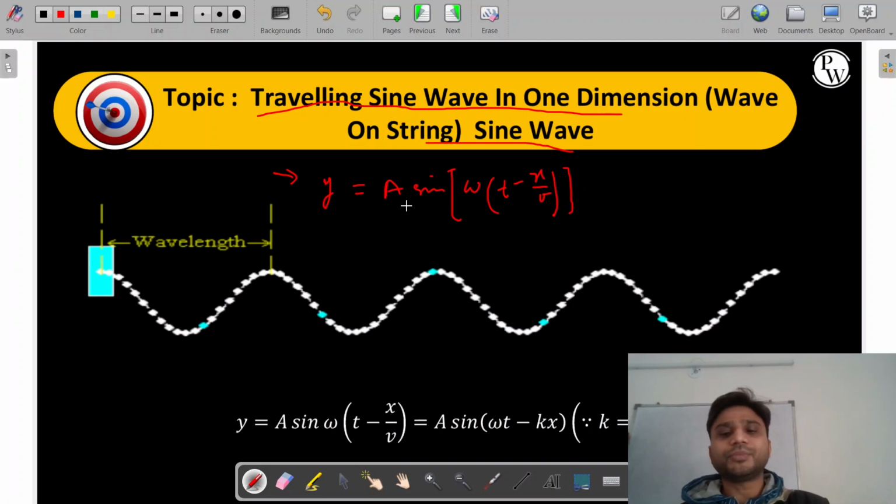Then the question can be, what is the angular wave number of the wave? So the angular wave number is the coefficient of x. So omega by v, this is the coefficient here, which is k.